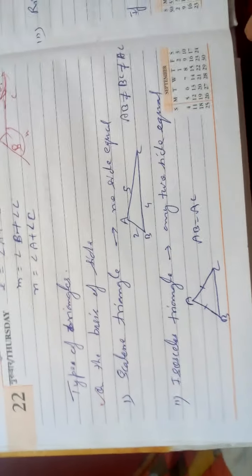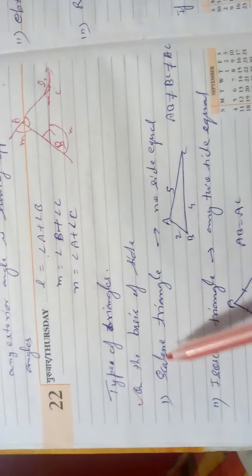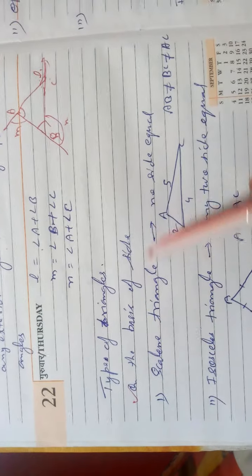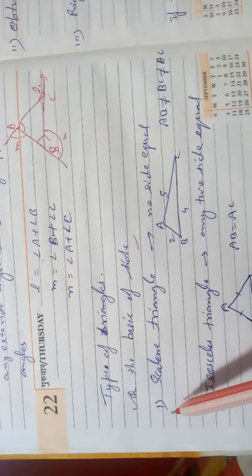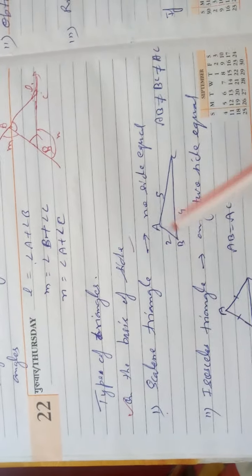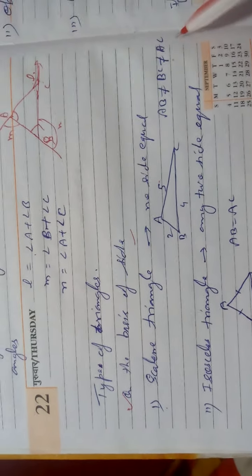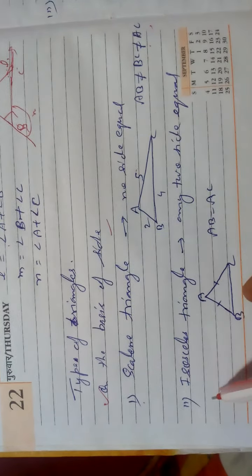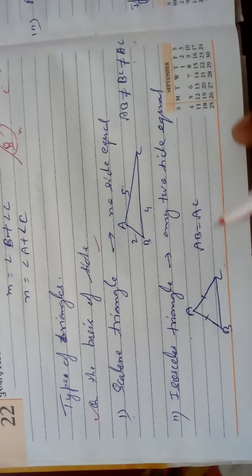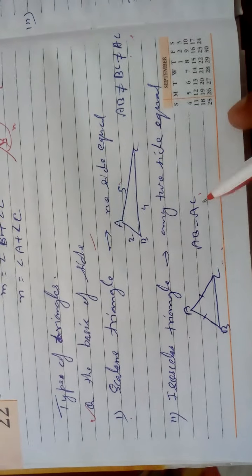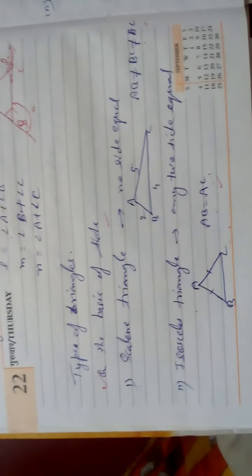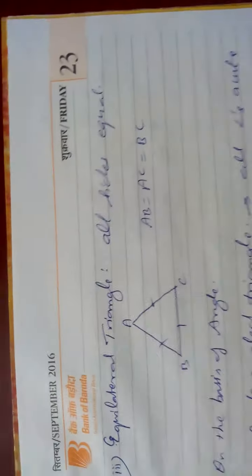Types of triangle on the basis of sides are given in the previous classes, class 6, 7th and 8th. A scalene triangle is one whose sides are all different: AB not equal to BC, not equal to AC. An isosceles triangle is one whose any two sides are equal: in triangle ABC, AB equal to AC. An equilateral triangle is one whose all the sides are equal.